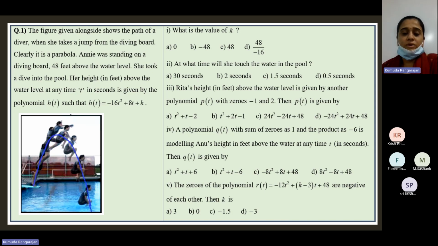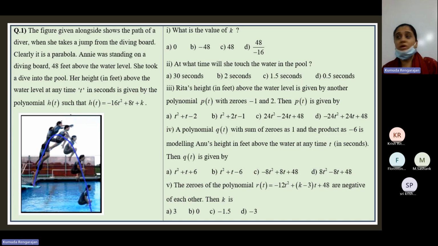D. Okay. Next one. A polynomial Q of t with sum of zeros as 1 and the product as -6 is modeling Anu's height in feet above the water at any time t in seconds. Then Q of t is given by.